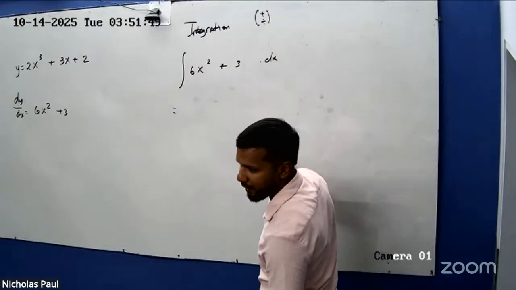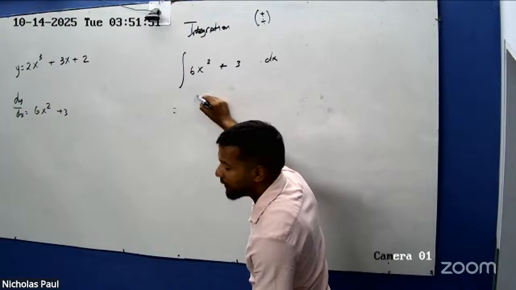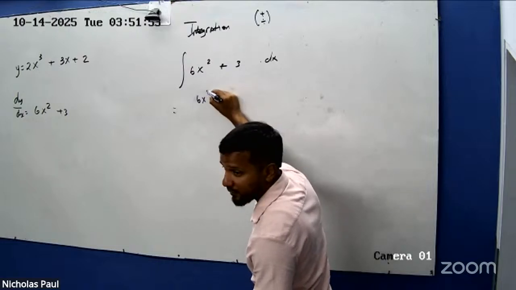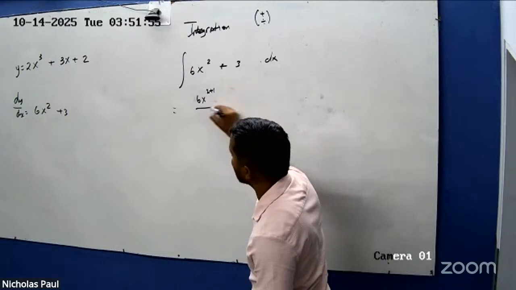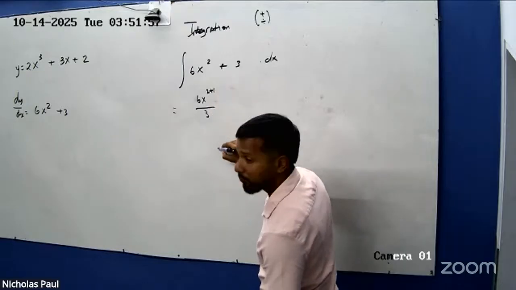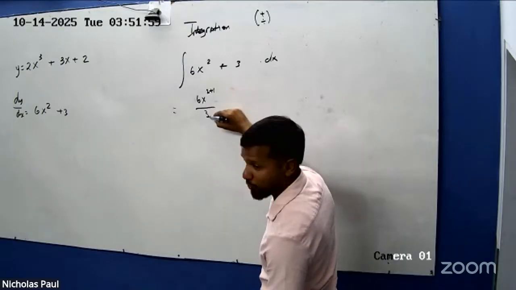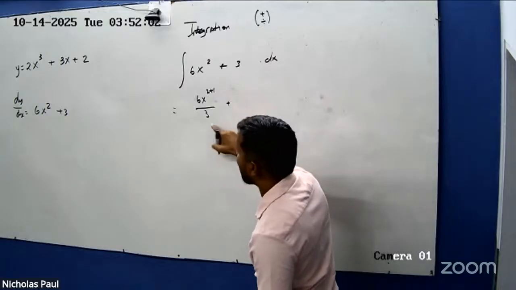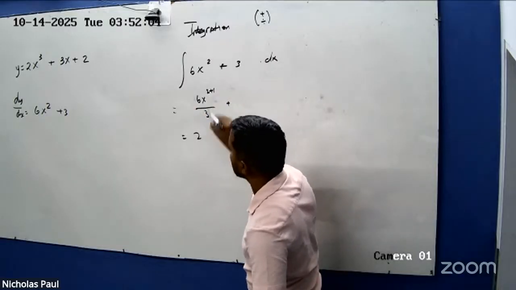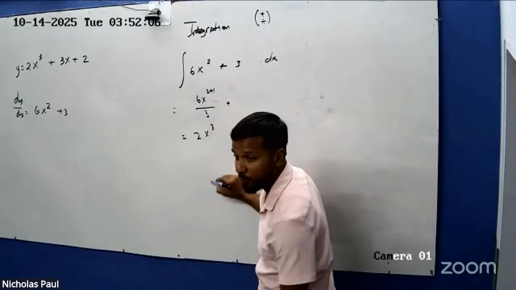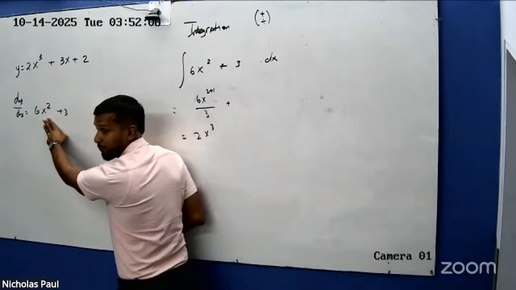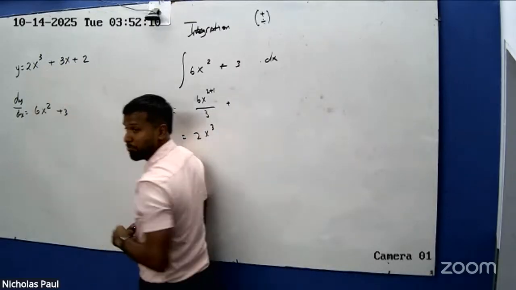So what would it be? 6x to the power 2 plus 1 over 2 plus 1. 2 plus 1 is 3, and 3 into 6 is 2. Add 1 to the power, you get x cubed. So you get back the original thing. You okay with that?